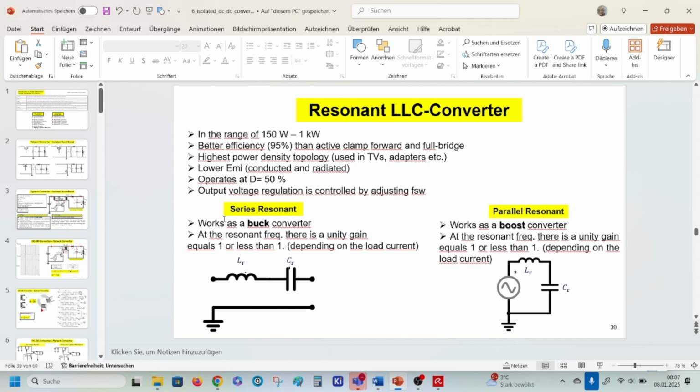Today we're gonna cover the last topic, the so-called Resonant LLC or LCC converter. In the next lecture, we will summarize the whole topic, what we have seen up to now, and maybe we can also solve a few questions regarding your exam.